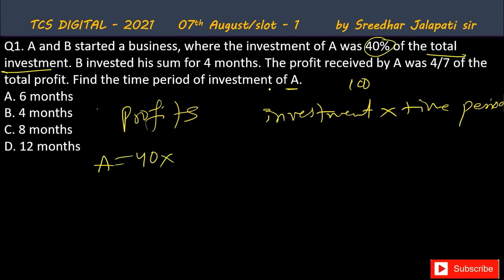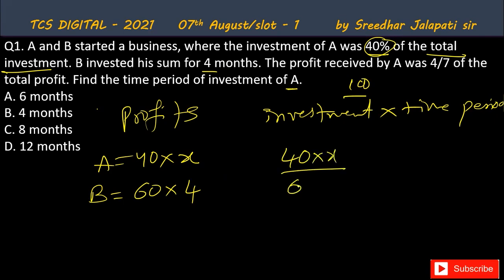And for how many months? We do not know. That's what we are supposed to find. Let us assume A invested for X months. Out of 100 rupees, as A invested 40%, B invested 60%, which is 60 rupees. And it is given that B invested for 4 months. So this is the ratio in which profits have to be distributed. That is, A's investment 40 multiplied by time period X, B's investment 60 multiplied by time period 4 months.